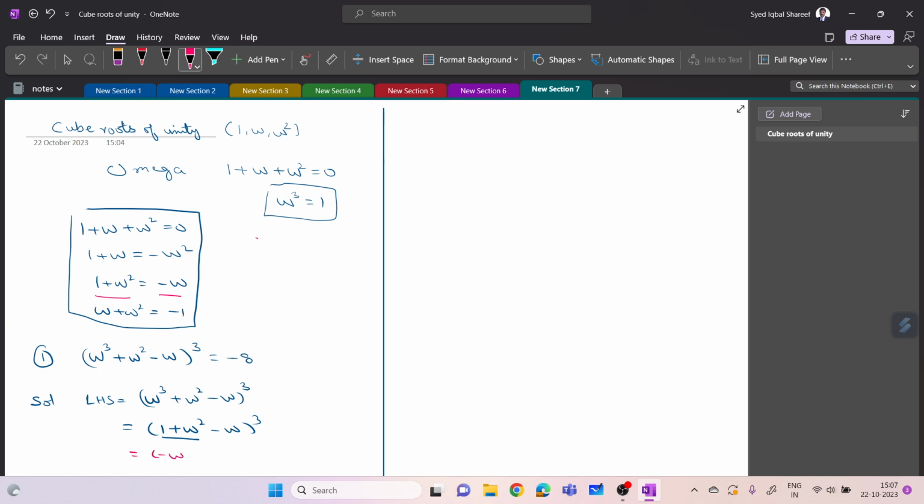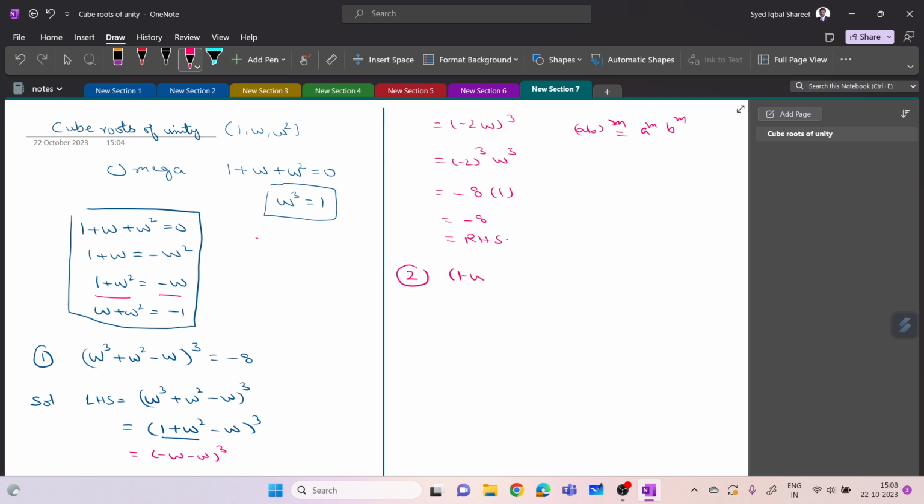So I am writing (minus omega minus omega) whole cube, which is (minus 2 omega) whole cube. So I am separating minus 2 cube into omega cube. From laws of indices, please remember (AB) whole to the power of m is A to the power of m, B to the power of m. So (minus 2) to the power of 3 is minus 8. Omega cube is 1. So the answer is minus 8, which is our right hand side. Now let's go for the second problem.